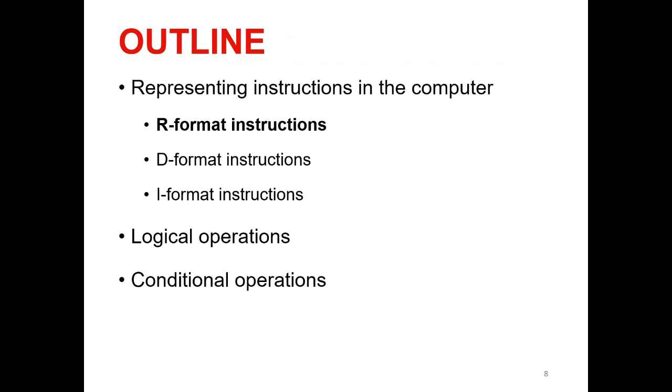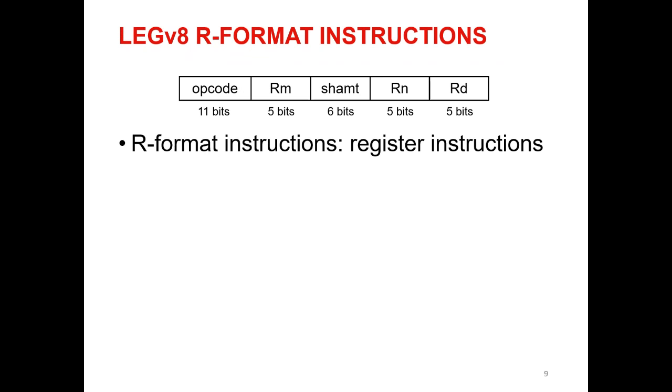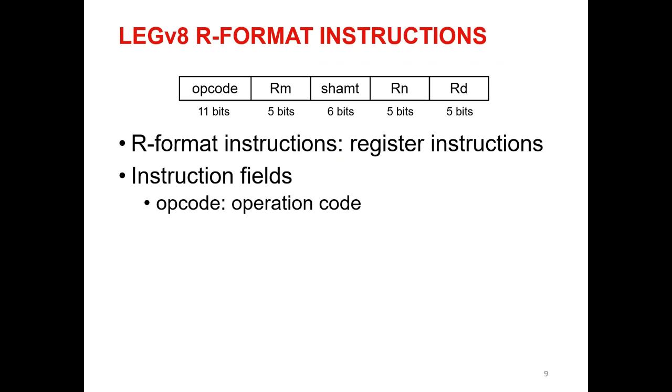So let's see the first instruction format, which is called R format. In R format instructions, the R comes from register instructions. We saw yesterday some of those instructions. The add and the sub are R format instructions because they work on registers. So the instruction fields of this instruction format are the ones we see on the screen. So first of all, we have an operation code. Remember yesterday we saw a couple of operation codes. We saw the add and the sub.